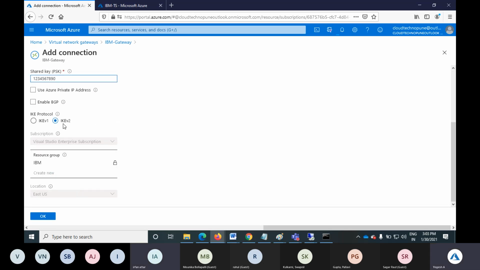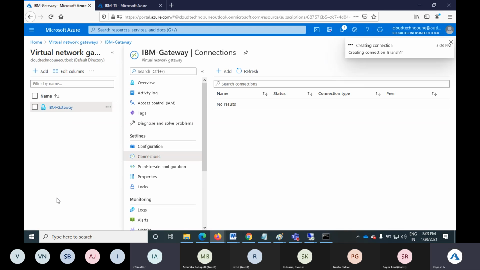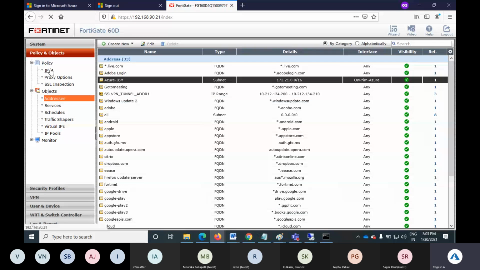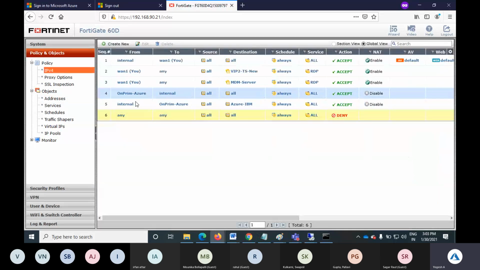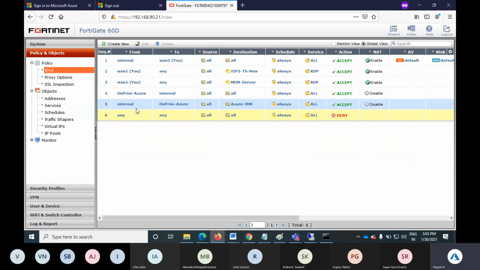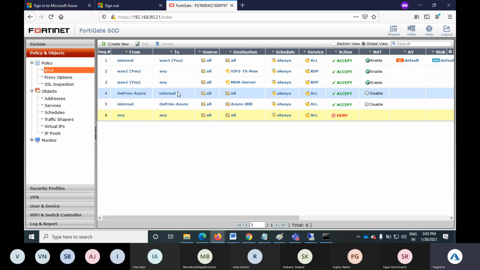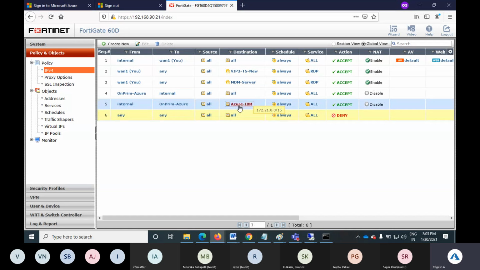Okay, IKEv2 we are using. As for the firewall, in the connection policy we have allowed any. Everything is allowed here. Under the policy there are two policies: incoming and outgoing. So this is internal to my Azure and Azure to internal. Source all, destination all, or this is the specific network which we have allowed. It should work.